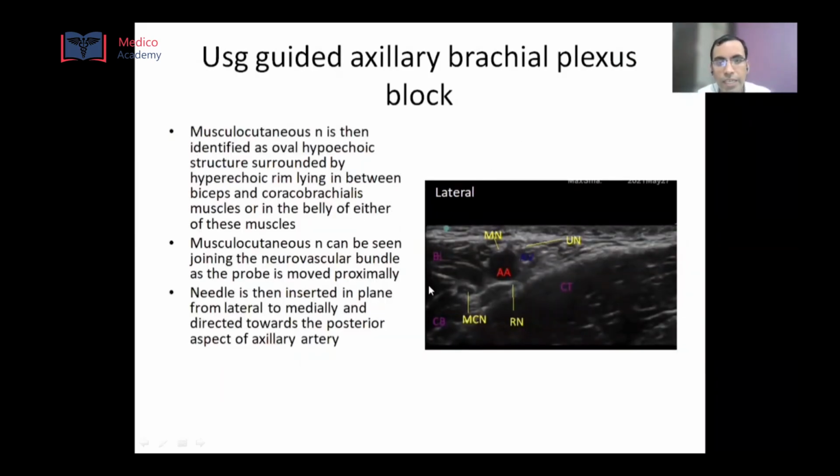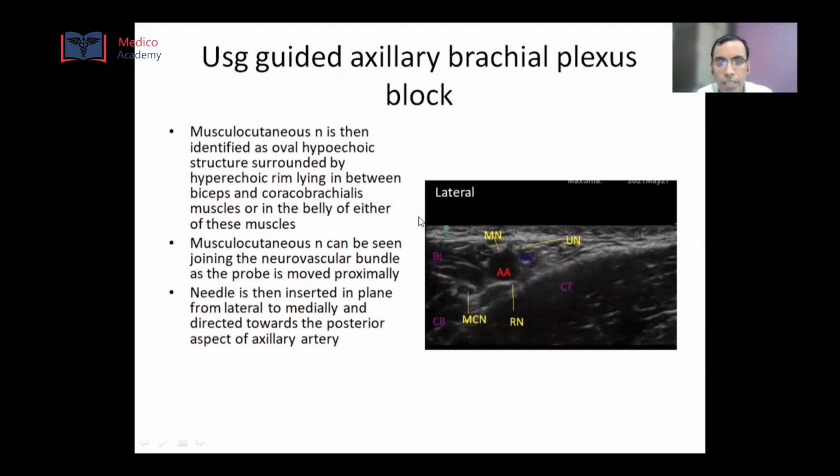Musculocutaneous nerve is then identified as a hypoechoic oval structure surrounded by a hyperechoic rim, which is lying in between biceps and coracobrachialis muscles or in the belly of either of these muscles. Musculocutaneous nerve can be reconfirmed by moving the probe proximally and distally. As the probe is moved proximally, musculocutaneous nerve can be seen joining the neurovascular bundle.